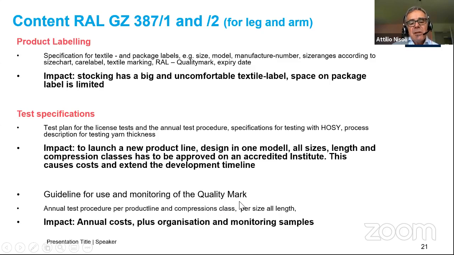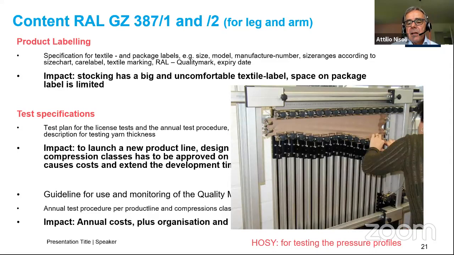Test specifications, we need to test the product, the test procedure. We have a special testing machine called HOSI for controlling the compression pressure on all levels of the stockings. So ankle, then at the beginning or at the end of the Achilles tendon, calf muscle, knee band, and so on. So this is what we need to provide. And this is how it looks.